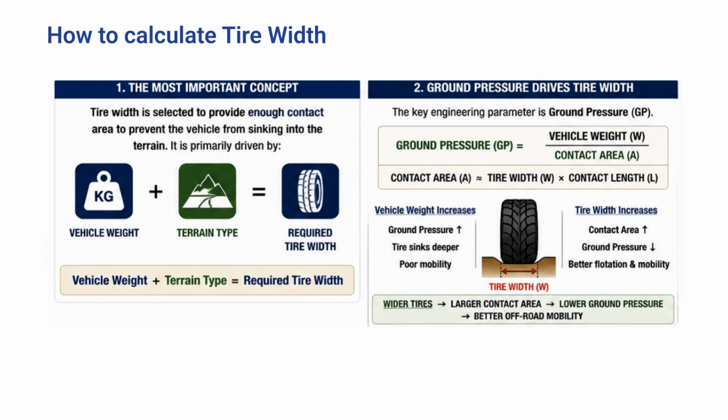The key takeaway is simple. Wider tyres create a larger contact area, lower ground pressure, and generally provide better flotation and off-road mobility on soft terrain.